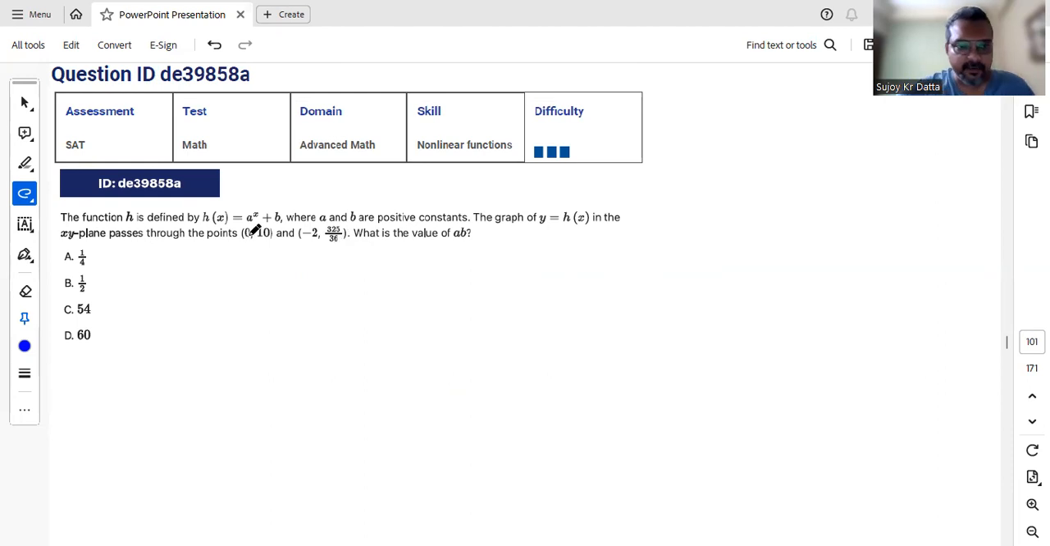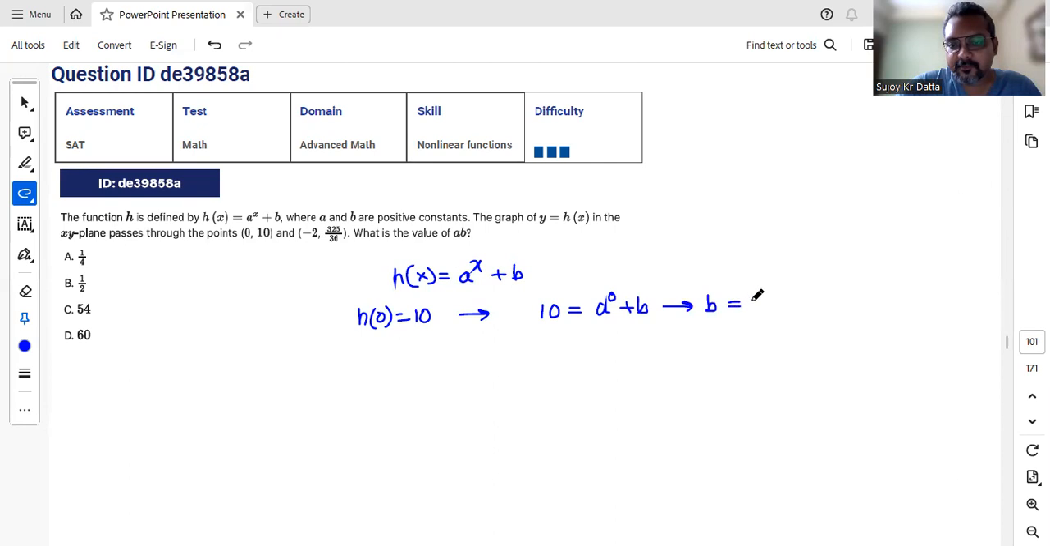So here we have exponential function h(x) equals a to the power x plus b, and then y equal to h(x) in the xy-plane passes through (0, 10). So that means if I put x as 0 and y as 10, h of 0 is 10. So I'm going to get 10 equals a to the power 0 plus b. So a to the power 0 we know is 1, so b is 9.